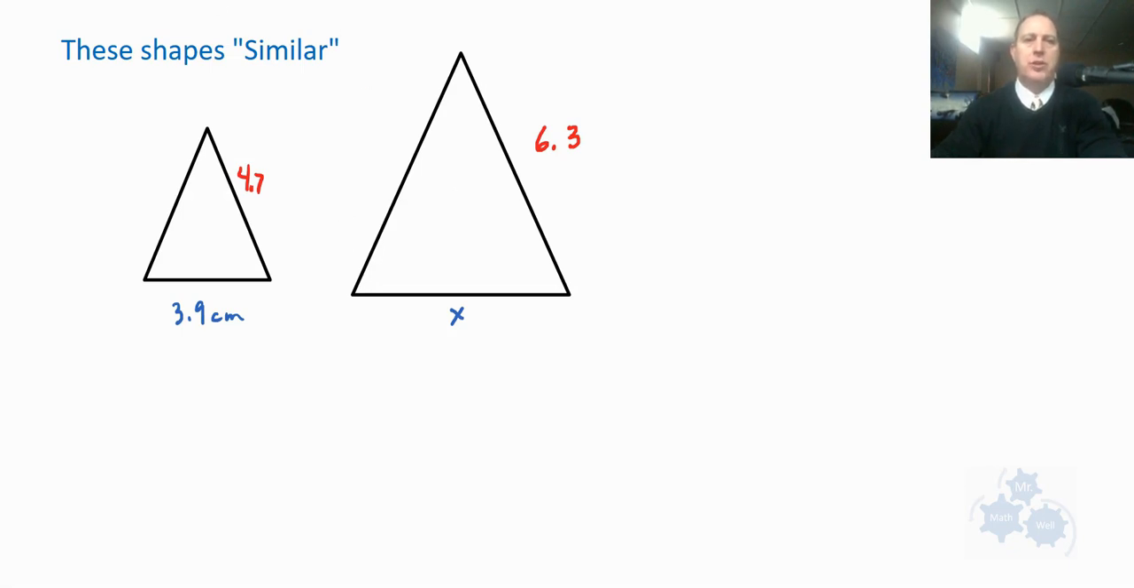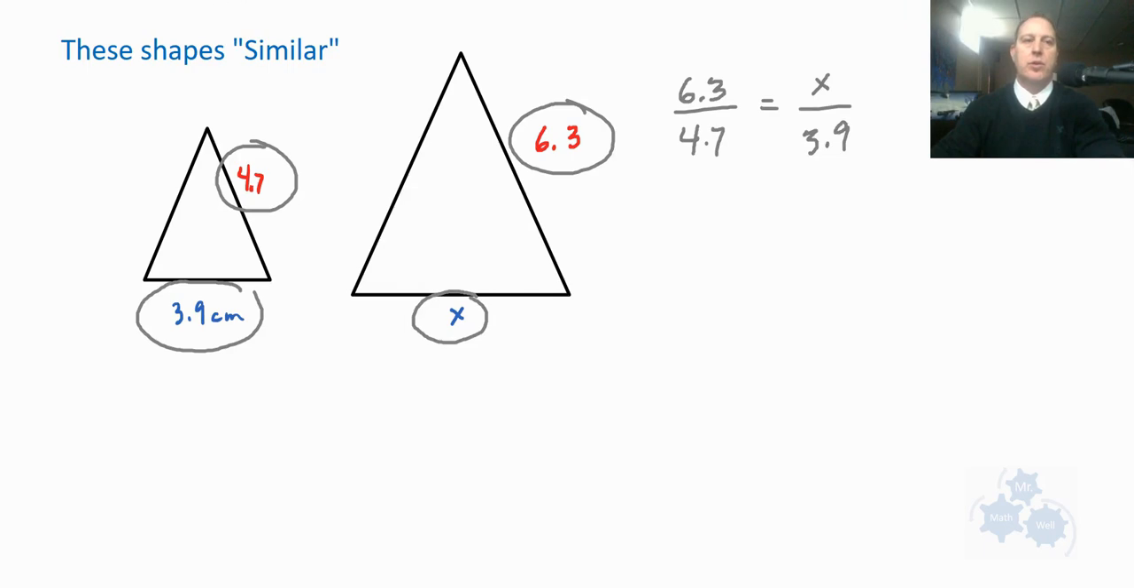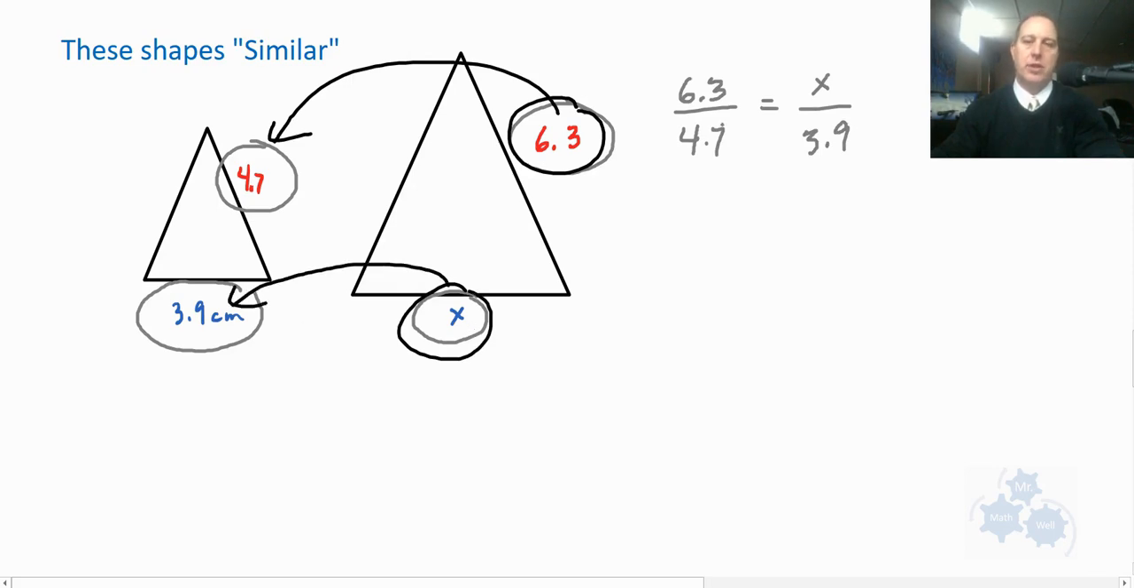So what you're going to do is take a look at corresponding parts again, okay? And you're going to make a ratio, a proportion. So we're going to go 6.3 divided by 4.7. And we're going to make that equal to the ratio of another set of corresponding parts that include the unknown. So we're going to have x over 3.9. So notice I've started with the second triangle and written it over a number in the first. So as long as you keep that straight, should be no problem.